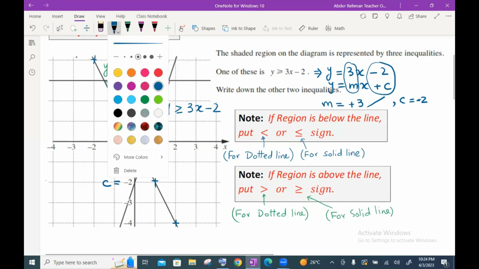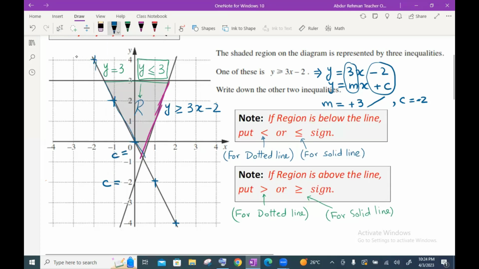So the rise is going towards downward. So the rise is minus 2, and the run is 1 towards the positive side. So the run is plus 1. So the gradient of this line will be m equals rise over run.